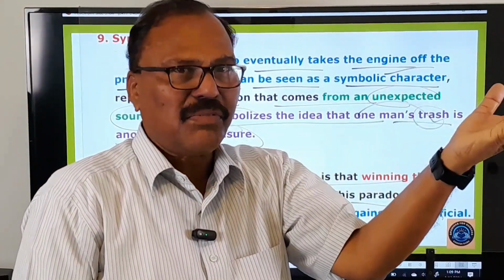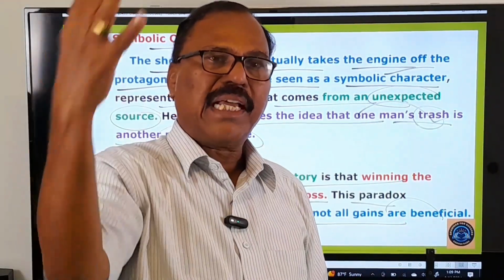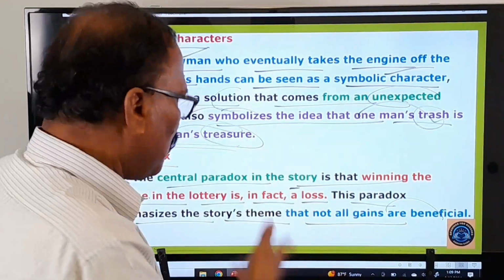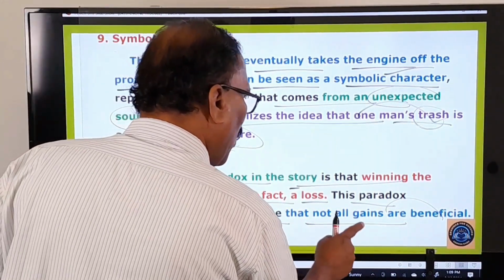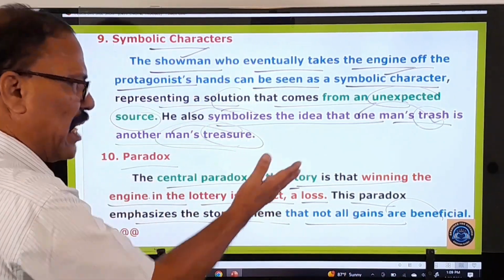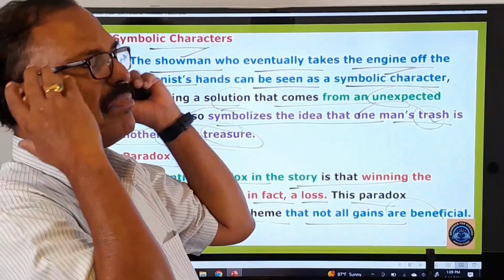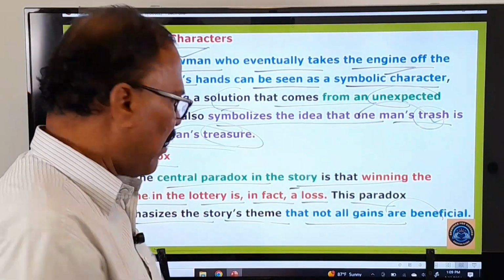When you win a lottery, what happens? It must give you happiness. But here, what happened? It has given you some bad luck and problems and all that. So it's a paradox. This paradox emphasizes the story's theme that not all gains are beneficial. And this tells us that all gains are not beneficial. All things that we win in life are not beneficial and useful, right?